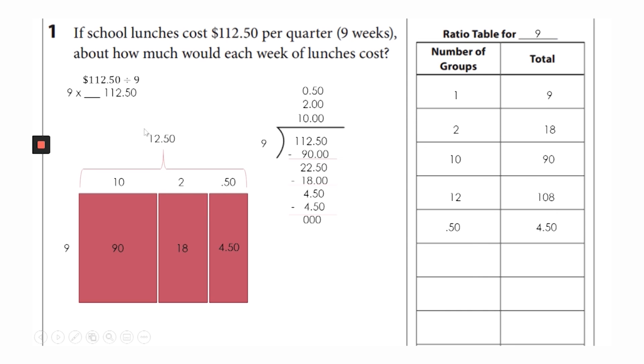So you can look at it like this. $12.50 times 9 equals $112.50, or this: $112.50 divided by 9 is $12.50. Same thing over here. So altogether, this is $12.50. $112.50 divided by 9 is $12.50. Awesome job today.